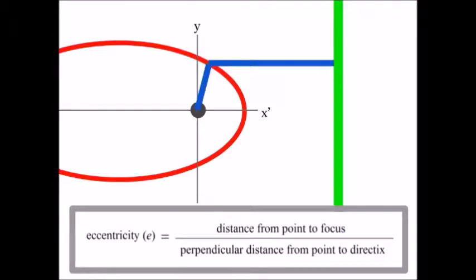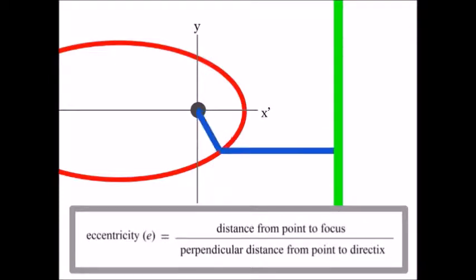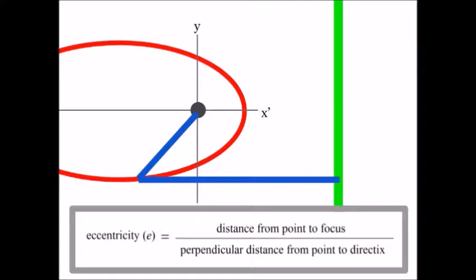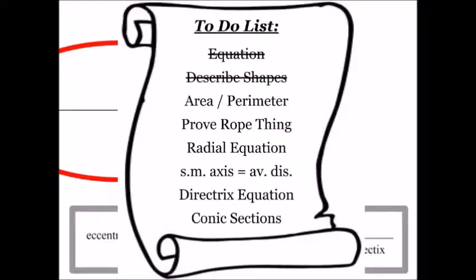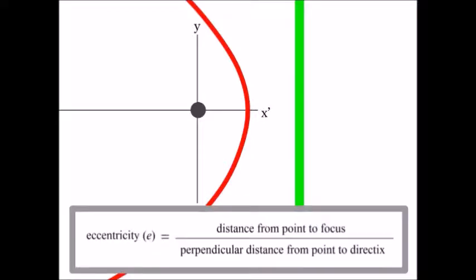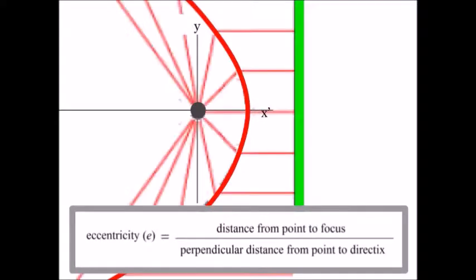First, you're getting closer to the focus, and the distance to the directrix is also shrinking, so the ratio stays the same, I guess. And this will bring us to the end of the list, connecting the ellipse with other conic sections, like the parabola. Same equation here, but here the eccentricity equals 1.